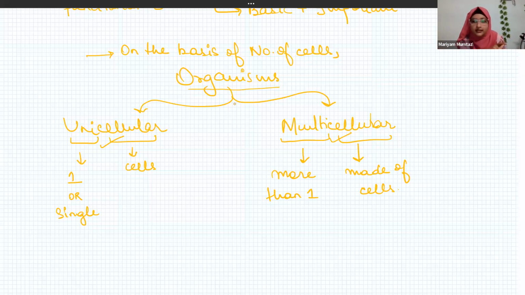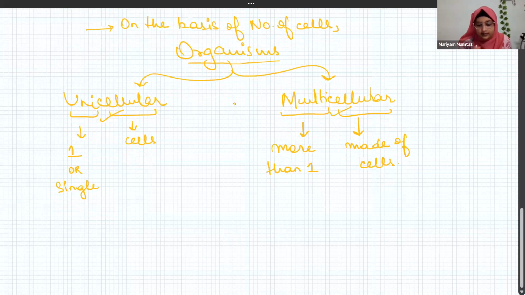Unicellular, what are they? Single celled, made up of a single cell. Okay, Rima, tell me, what are multicellular organisms? The organisms that contain more than one cell. Okay, so those are multicellular organisms.